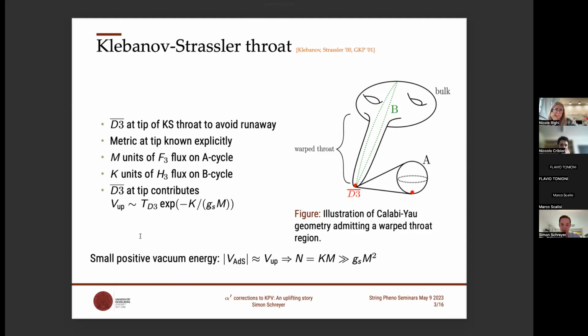To achieve a small positive vacuum energy, we want the size of the ADS minimum to be approximately as big as the uplifting term. So what we need is that the flux K in the throat should be much bigger than (g_s M) squared to have sufficiently large warping. This will also be important later.